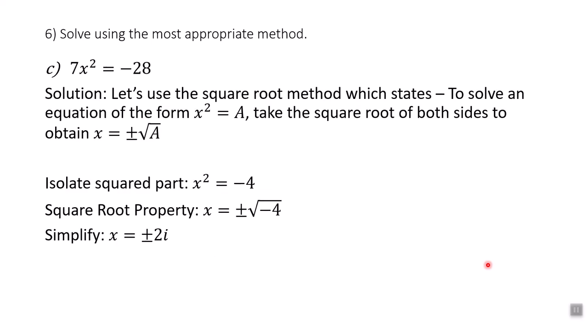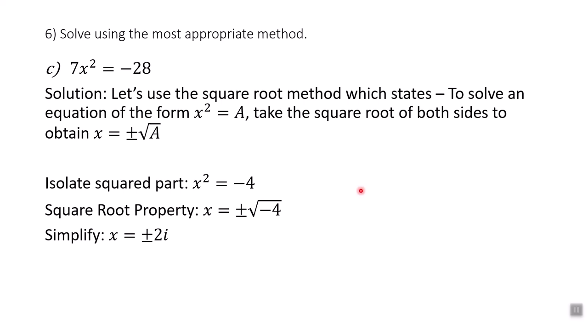Part C, 7x squared equals a negative 28. Now, here's the square root method that I mentioned earlier. The square root method says, to solve an equation of the form x squared equals a, and a could be any algebraic expression, we could take the square root of both sides to obtain x equals plus or minus the square root of a. So in order to solve this, we're going to isolate the squared part.